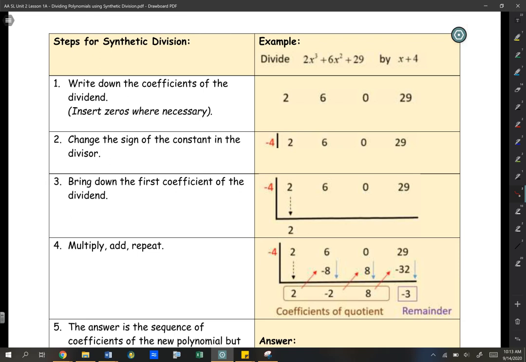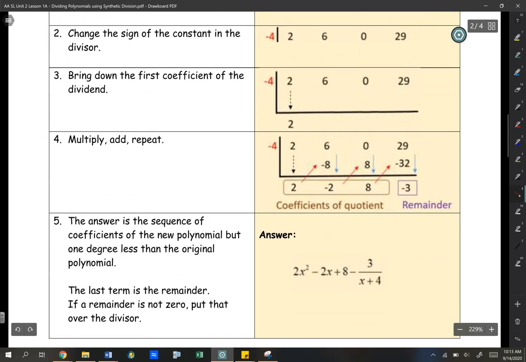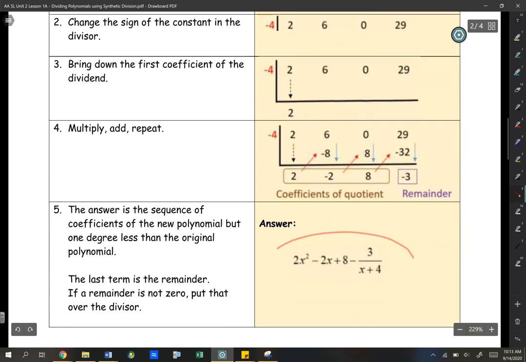So in this case, I get a remainder of negative 3. That means that negative 4 is not a root, it's not a zero, and that means that x plus 4 is not a factor. All right, so my final answer is listed here.